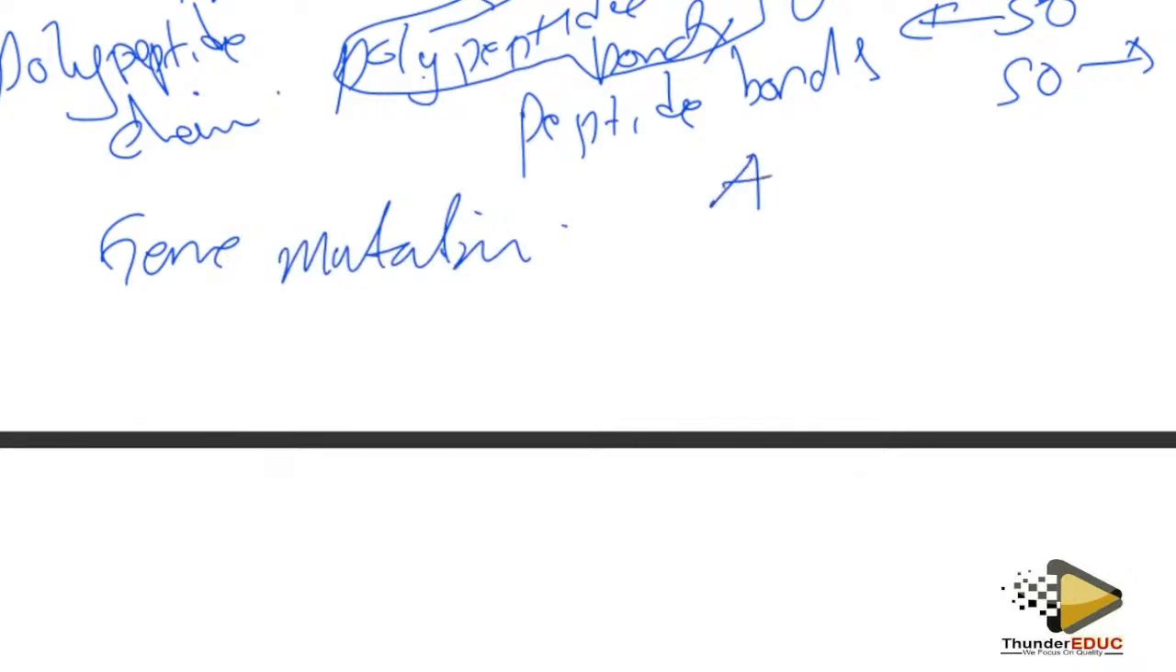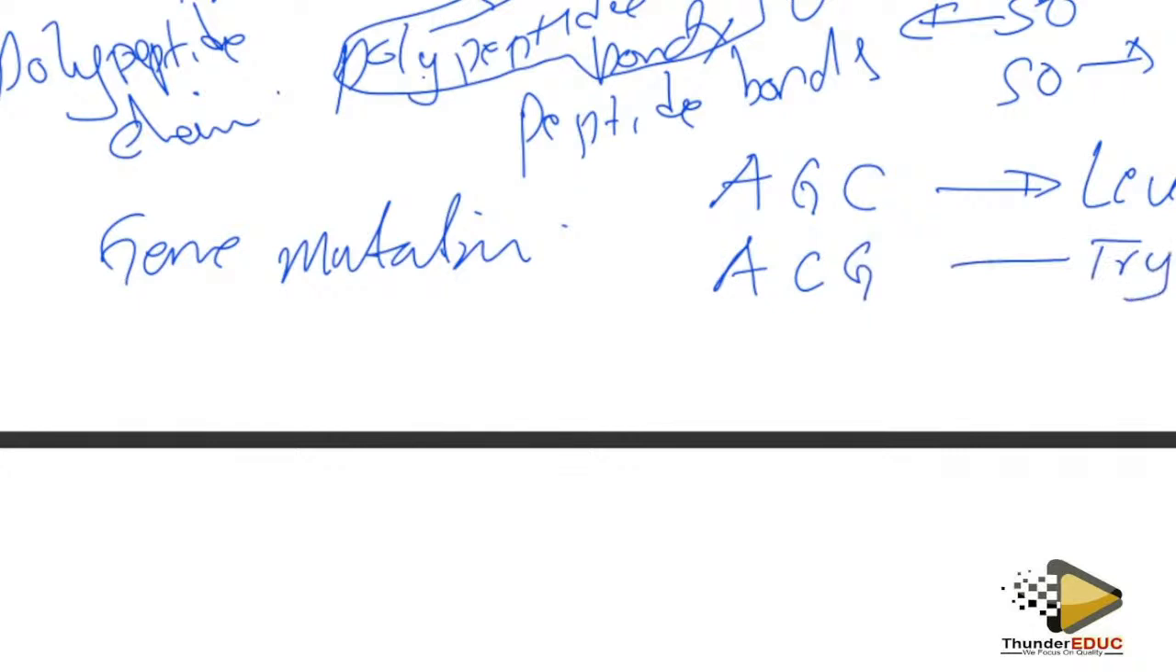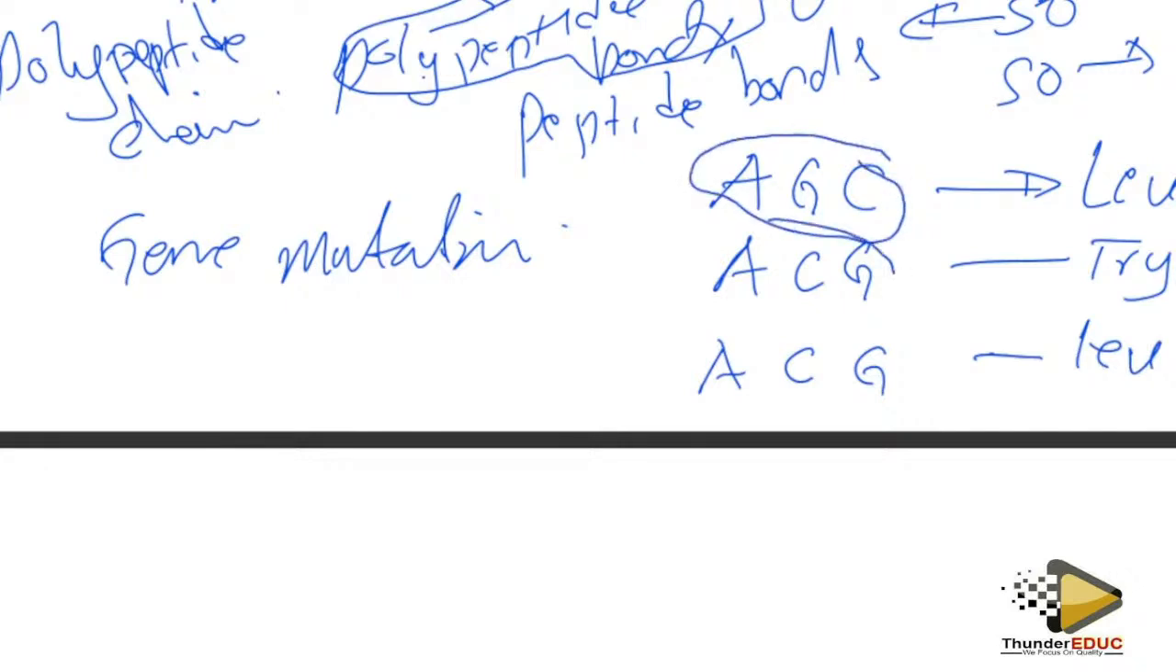If you have A, G, C, and this codes for leucine, and you have A, C, G here, and this codes for tryptophan, and then you have A, C, G, and this also codes for leucine. Then they ask you, how will the protein be affected if this is changed to this? Because you form a different amino acid, the functioning of the protein will change.